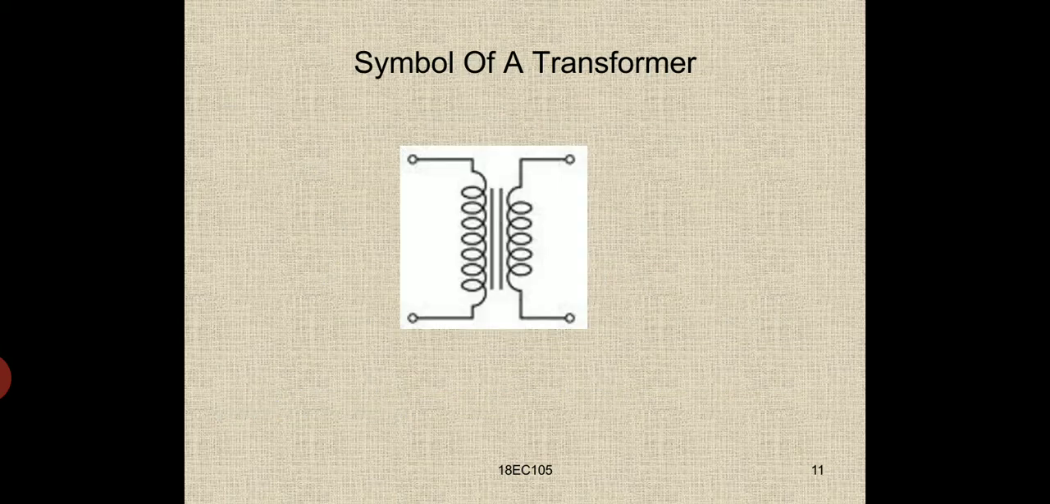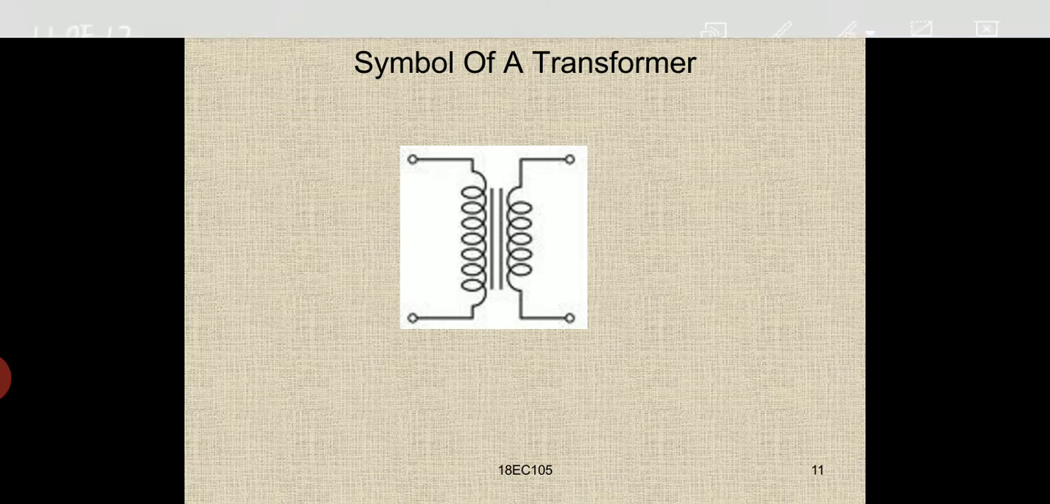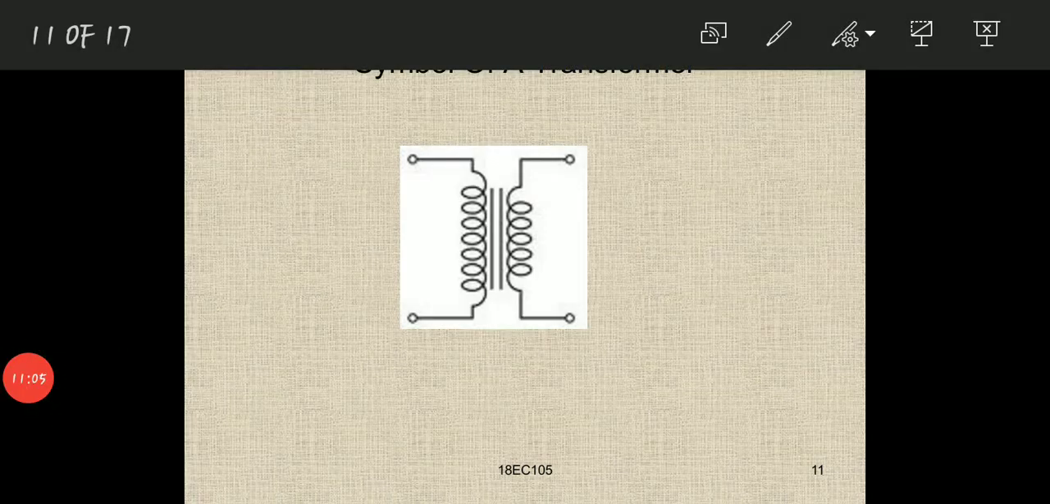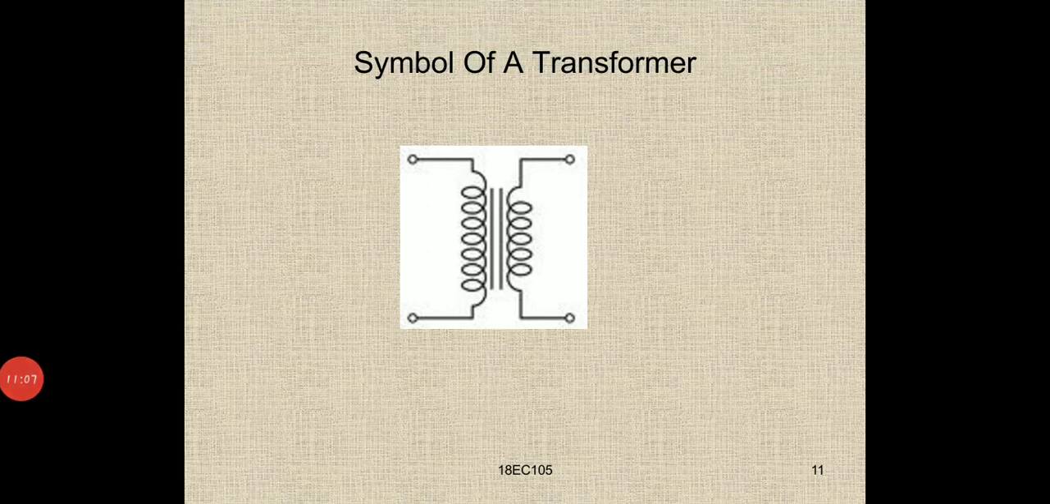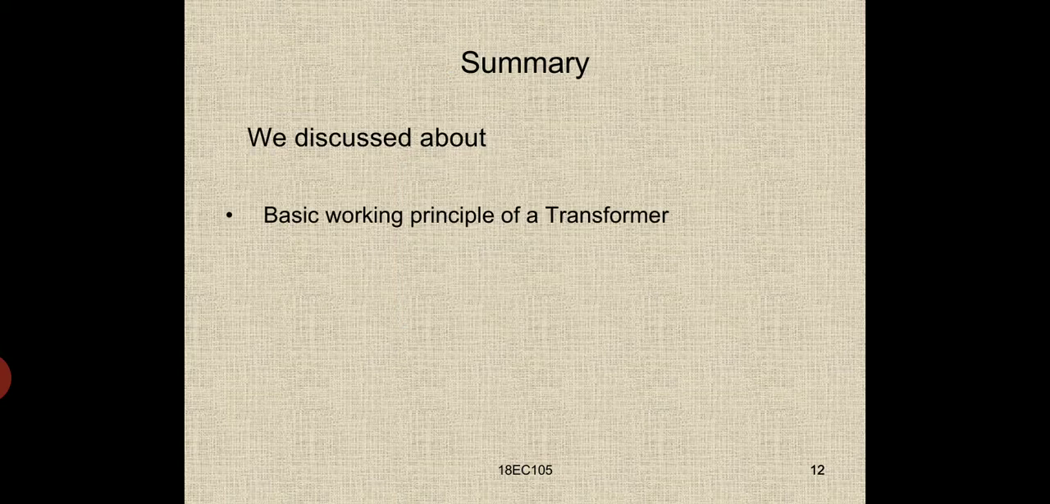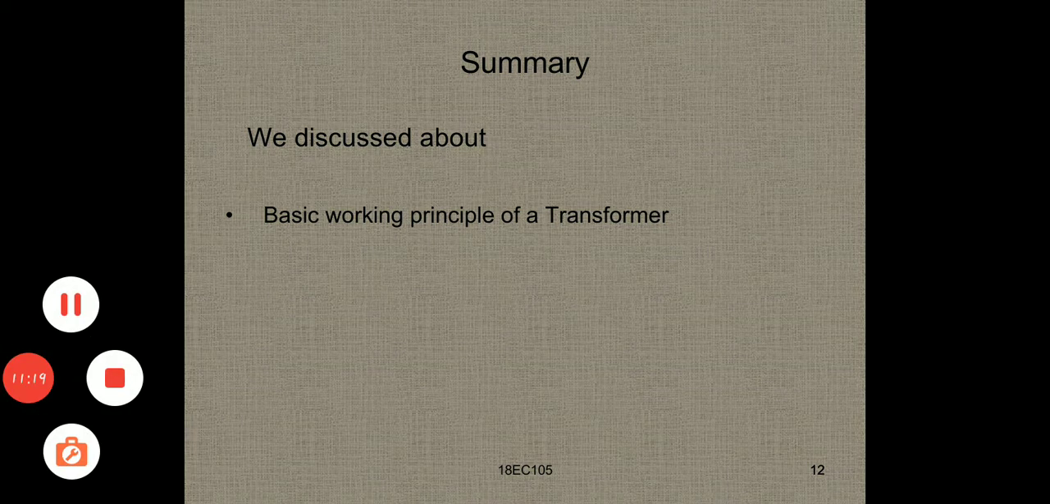Now let us see the symbol of a transformer. So this is how the symbol is shown. Normally we talk about step down transformers, and hence the number of turns shown on the left side is more, and the number of turns on the secondary is less. Now let us conclude here. I'll show you one more small bit.